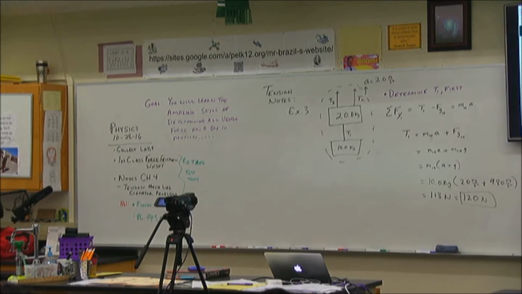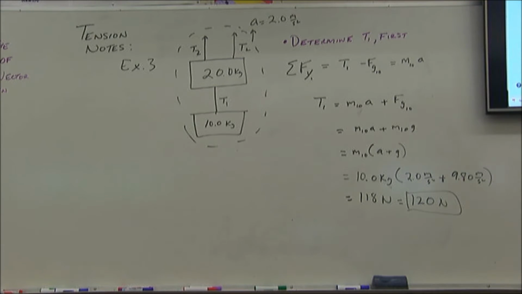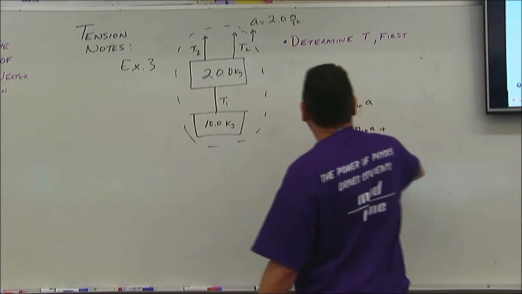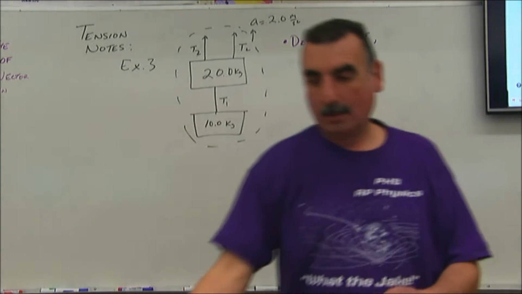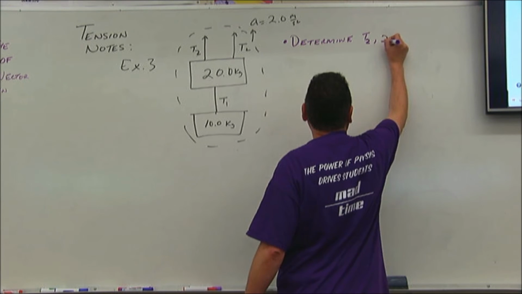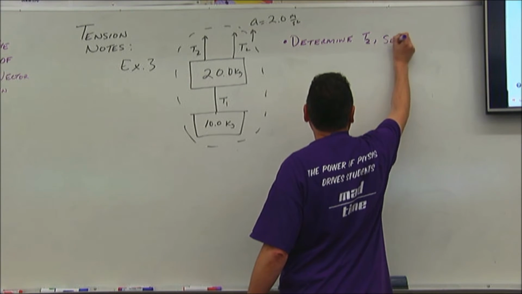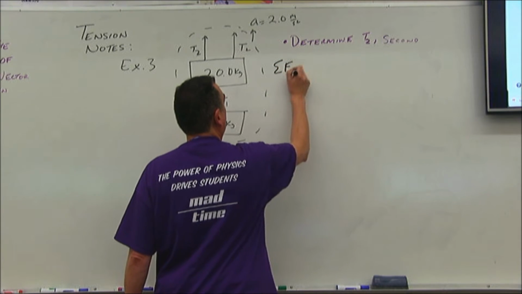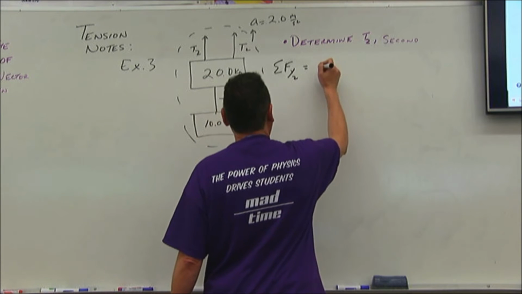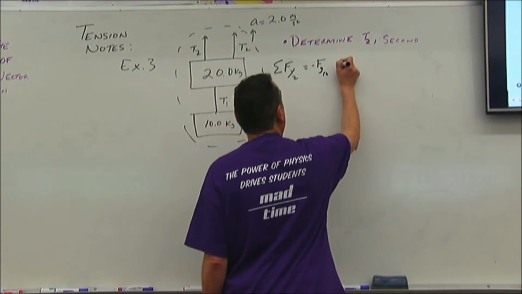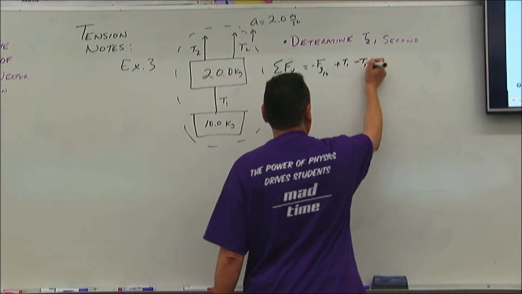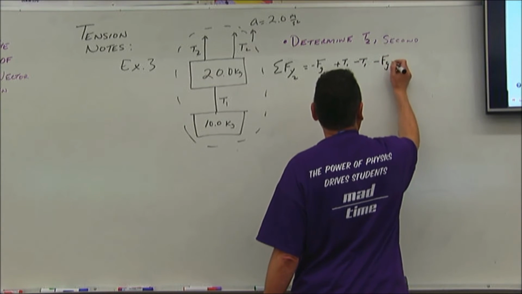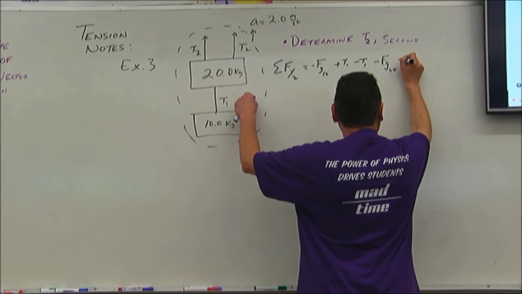Can I erase this and we tackle now tension 2? You're good? Can I erase it? Here we go, T2. Let's do this second. Okay, I'm going to string this out. Sigma Fy2. Okay, so you're going to have minus Fg10, plus T1 minus T1, just for the sake of doing that, minus Fg20.